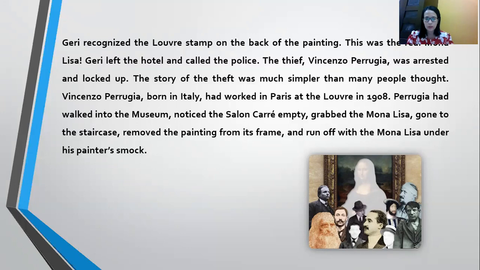So, who stole the Mona Lisa? The thief's name is Vincenzo Perugia, and at least we got a fact file about him. He had once worked in Paris at the Louvre in 1908. Perugia had walked into the museum because he noticed the Salon Carré was empty. He grabbed the Mona Lisa, went to the staircase, and removed the painting from its frame.